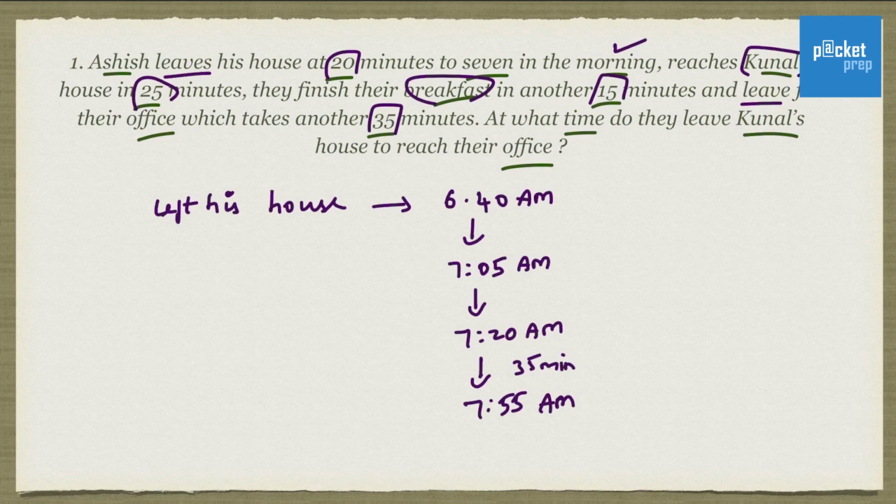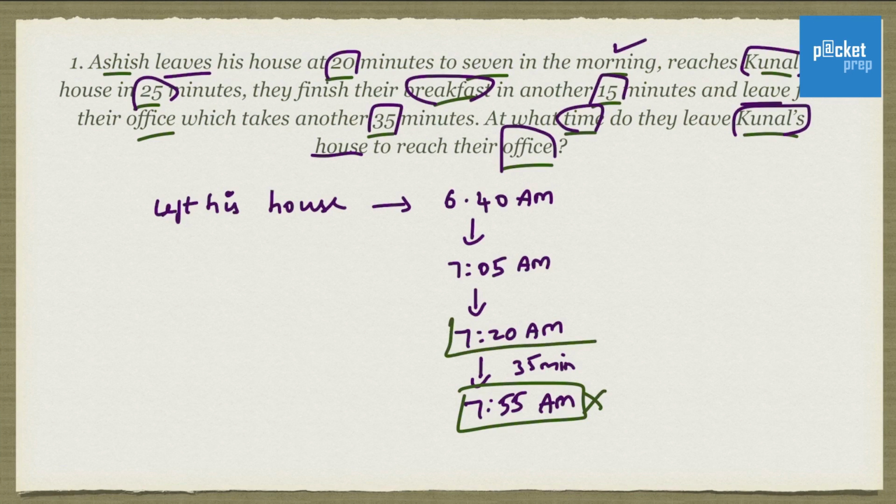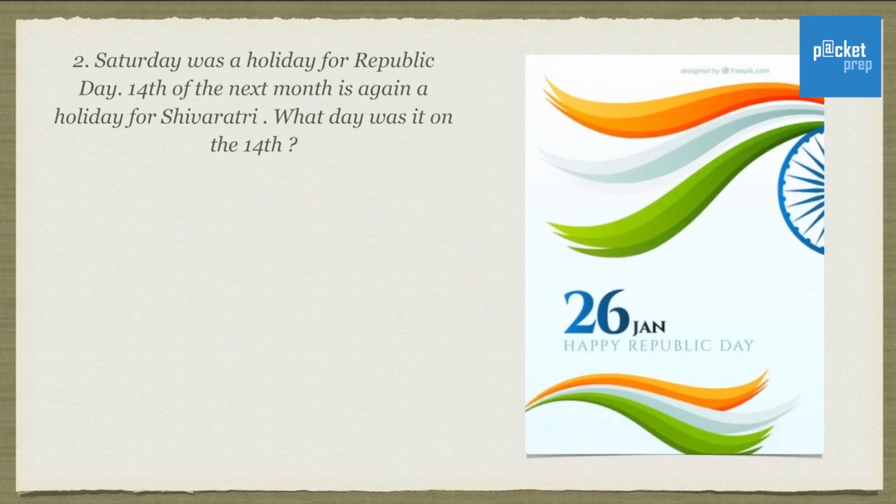Now let's look into the question. At what time do they leave Kunal's house to reach their office? He's not asking us the time they reach the office. He's asking us the time when they started from Kunal's house. So the answer is 7:20 a.m. Hope you have understood this.